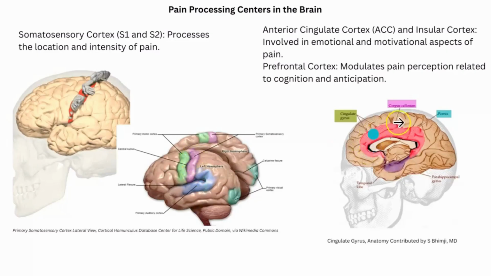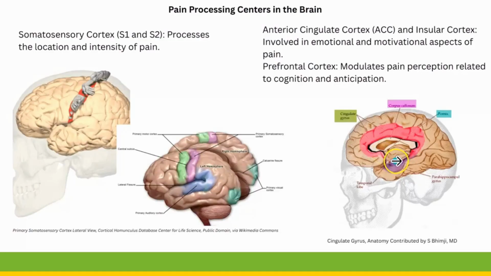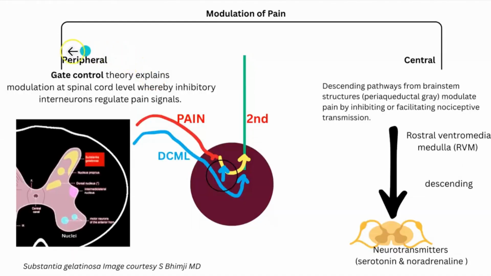And this is the inside section of the brain where you can see the cingulate gyrus or our insular cortex. All those things are inside the brain, the most medial aspect, which is controlling our emotions and behavior. Pain modulation happens at two sections. One is in the peripheral, another one is in the central.